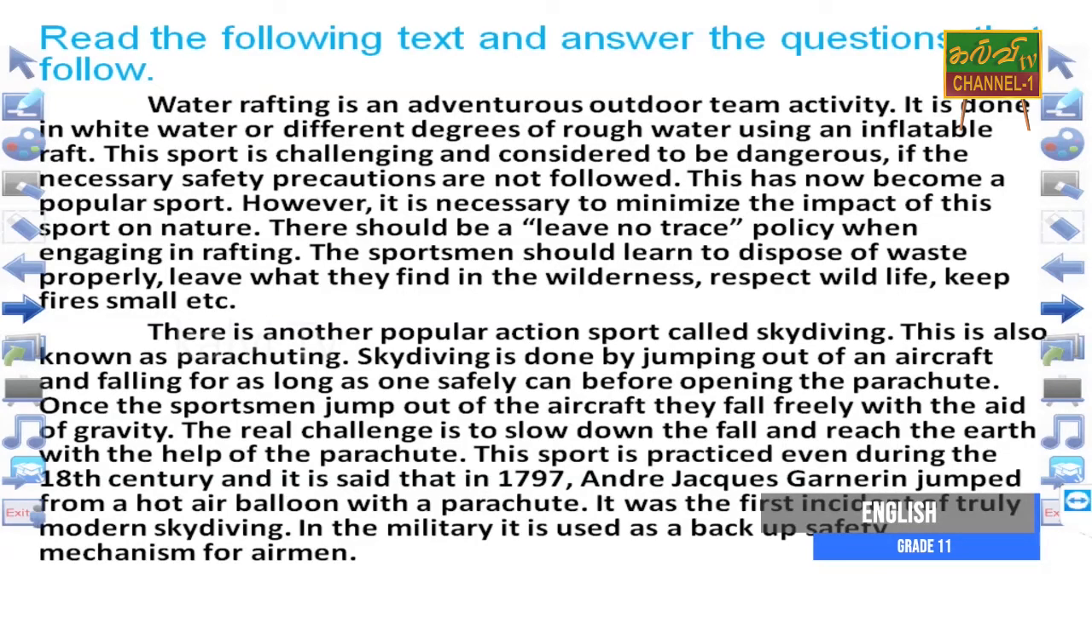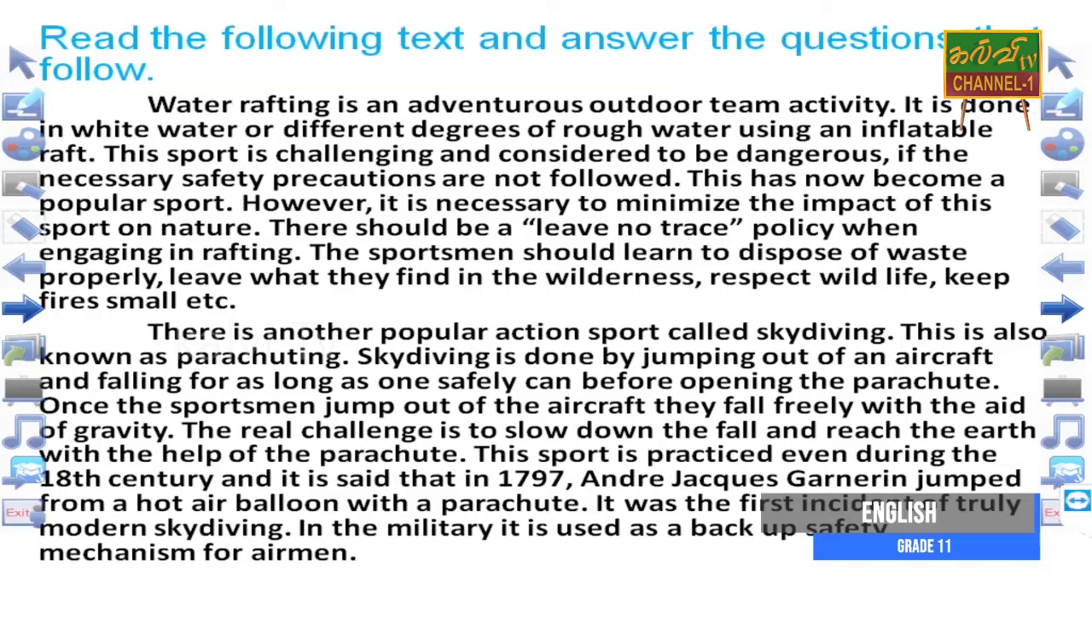In the first paragraph, they talked about water rafting. Water rafting is an adventurous outdoor activity. It is done in white water and different degrees of rough water. It can be dangerous when we don't follow the safety precautions.